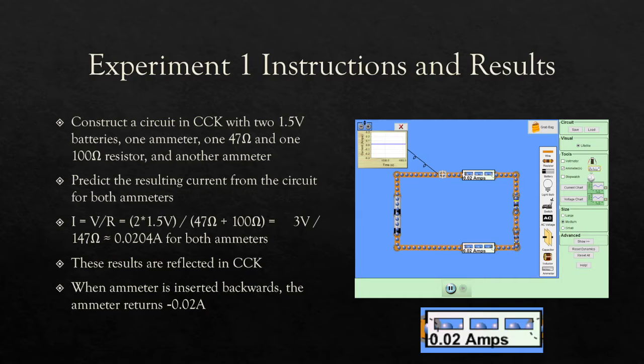And the current is equal to voltage divided by resistance, which is 2 times 1.5 volts divided by 47 ohms plus 100 ohms, which is equal to 3 volts divided by 147 ohms, which is about 0.0204 amps for both ammeters. These results are reflected in CCK. And when the ammeter is inserted backwards, the ammeter returns negative 0.02 amps.